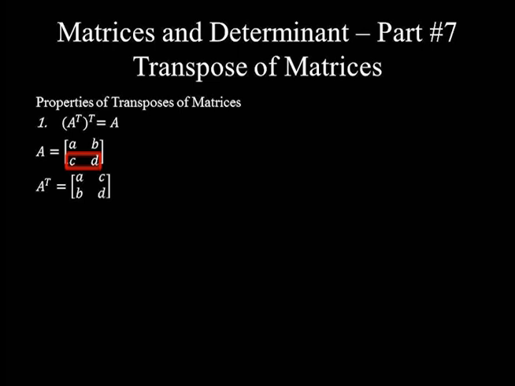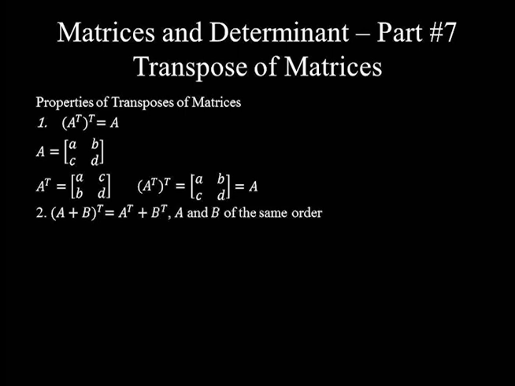Transpose of A transpose, denoted by (A transpose) the whole transpose, equals: row 1 of A transpose becomes column 1 of (A transpose) the whole transpose, and row 2 of A transpose becomes column 2 of (A transpose) the whole transpose. Here we can clearly observe that the transpose of A transpose is equal to the initial matrix, that's matrix A. Second property: (A plus B) the whole transpose equals A transpose plus B transpose, if A and B are of the same order.